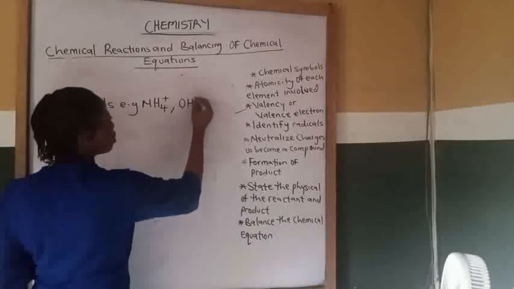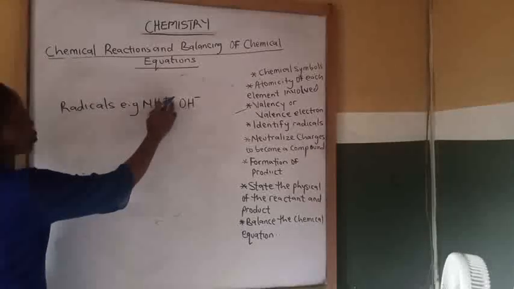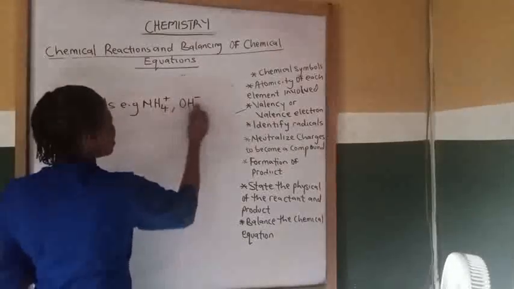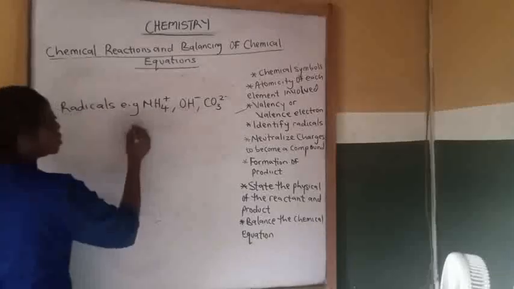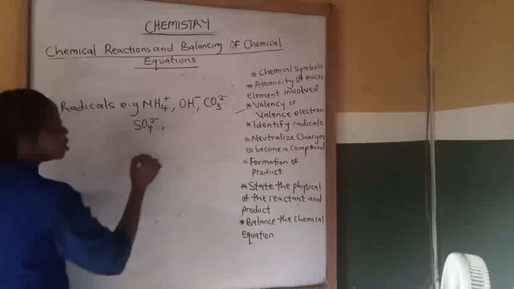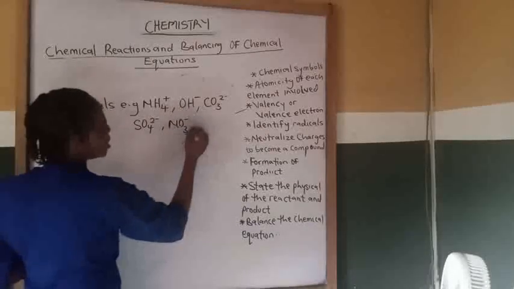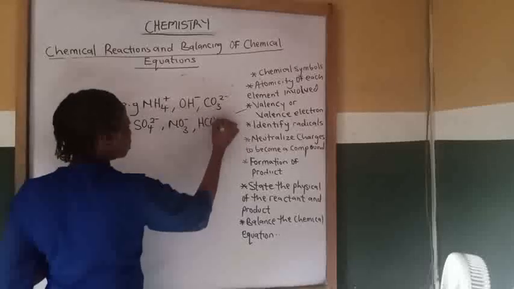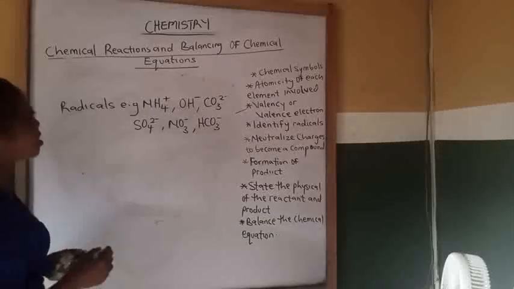Now, another example of radicals is OH minus. Then I can explain how they derive this plus or minus. So let me first write other examples. Another one is CO3 2 minus. Then we have SO4 2 minus. Then we have NO3 minus. Then we have HCO3 minus. So all these are common examples of radicals.